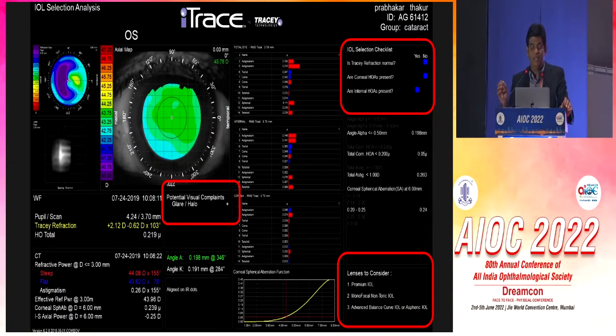So it also gives us an IOL selection analysis. If you really don't want to remember too many figures, it just gives us this little box here. And you can see in this box, is the Tracey refraction normal? Yes or no? Are the corneal higher order aberrations present? No. And internal higher order aberrations present? Yes. This is because of cataract. And if the cornea is not abnormal, it recommends that you can go in for a premium intraocular lens in this patient.